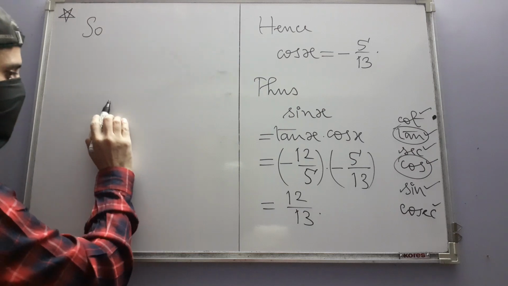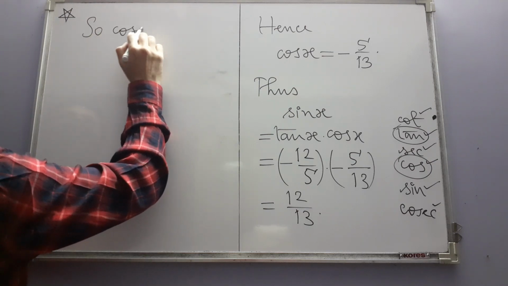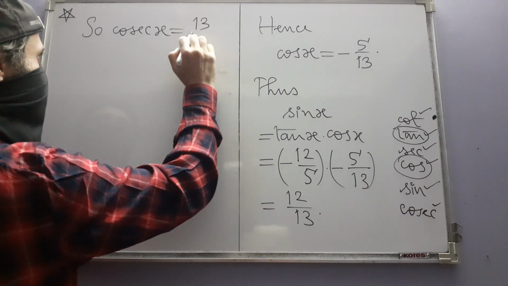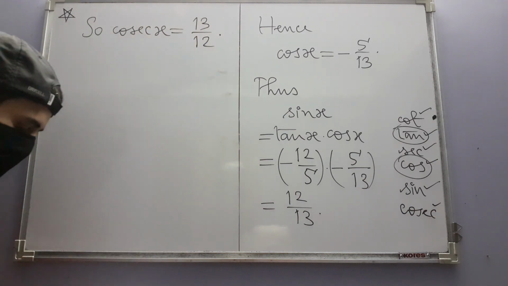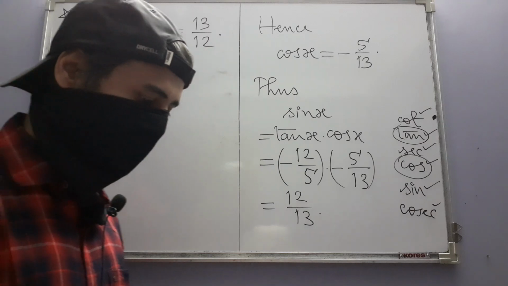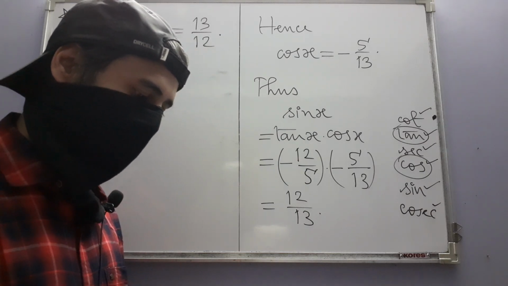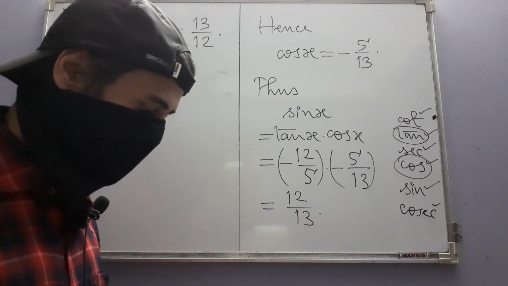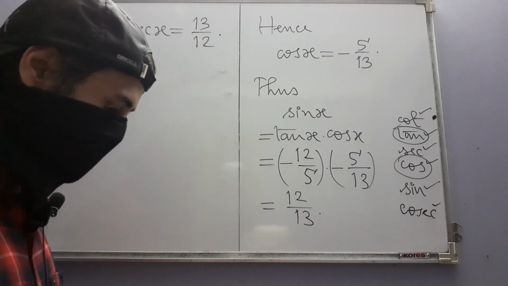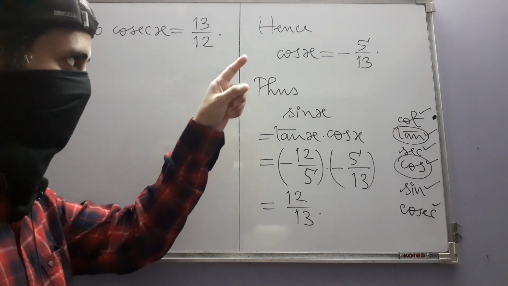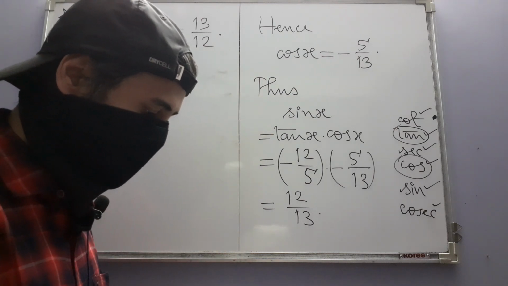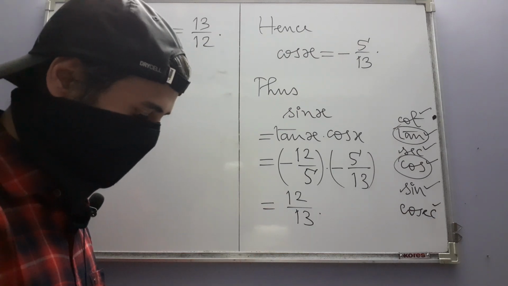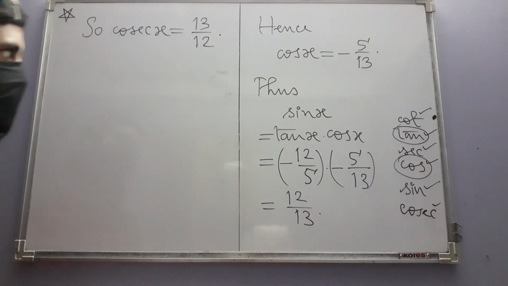So, cosecant x is 13 divided by 12. Again, let me check if I have got the correct values. Cot x is minus 5 over 12, so tan x is minus 12 over 5, simply its reciprocal. Secant x is minus 13 over 5, so cos x is minus 5 over 13. That gives us sin x equal to 12 over 13 and cosecant x is, yes, 13 over 12.